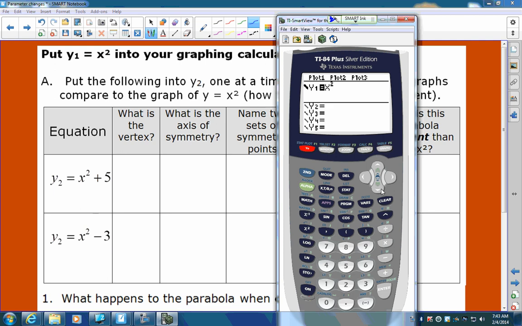So what they want us to do is go to y2 and put x squared plus 5 in there. X squared plus 5. Now press graph. What did it do to this parabola? What do you mean shorter? Well, let's start with this. What is the vertex right now of the new one?